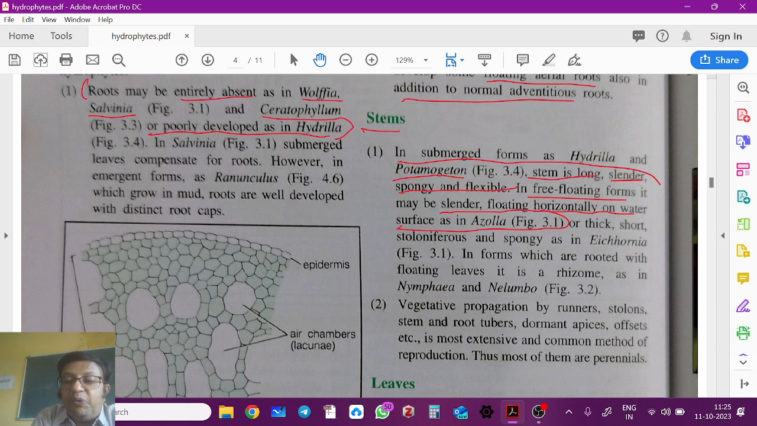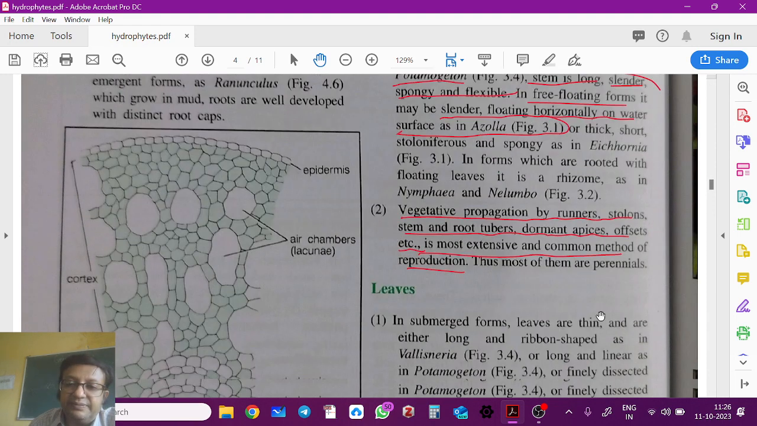Point 2. Vegetative propagation by runners, stolons, stems, root tubers, dominant apices, offsets, etc. That is the most common method of reproduction. Runners are certainly a process: something comes out from the plant and goes to another place. And these runners reproduce asexually.